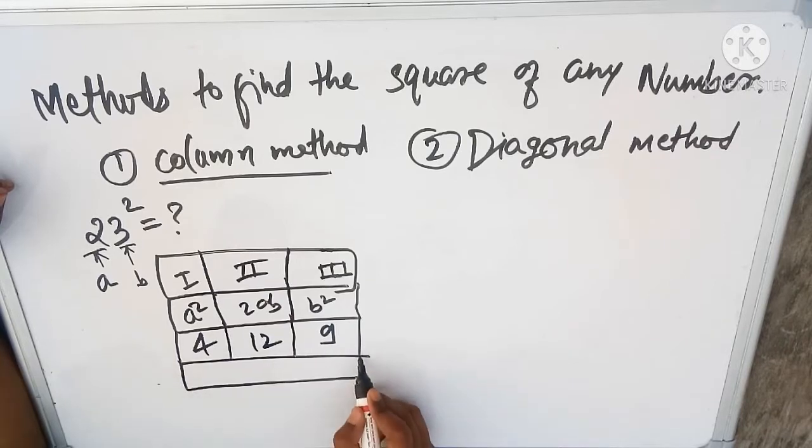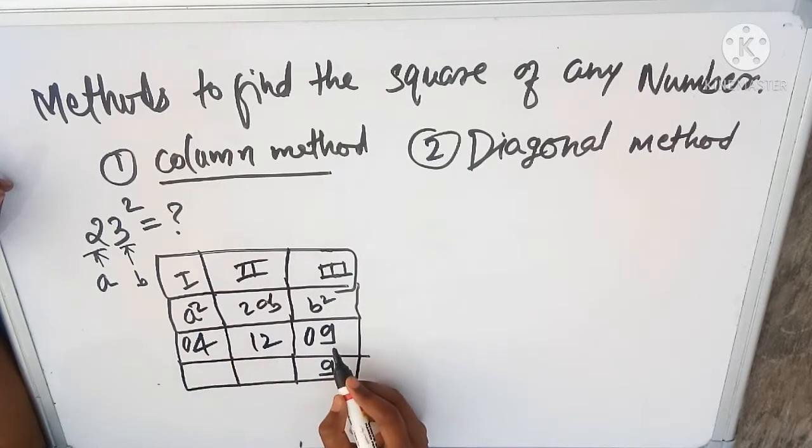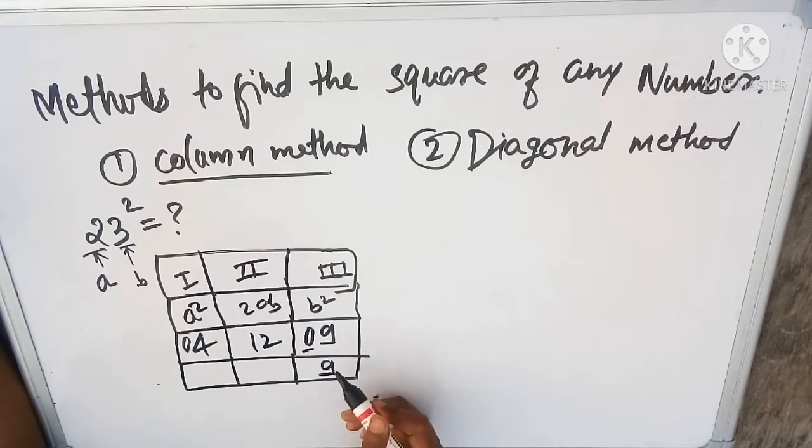In the next step, what we will do is, we will write here unit digit. Here we have unit digit 9, so we will write unit digit here. And the tens digit we will add to the next column. So here the tens digit is 0, so we don't need to add here.